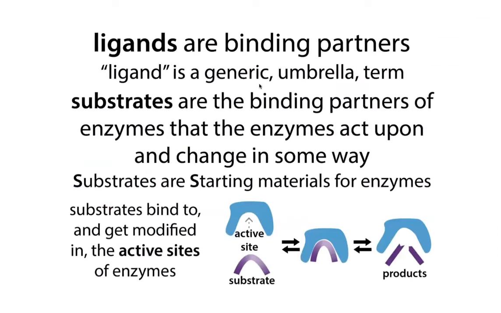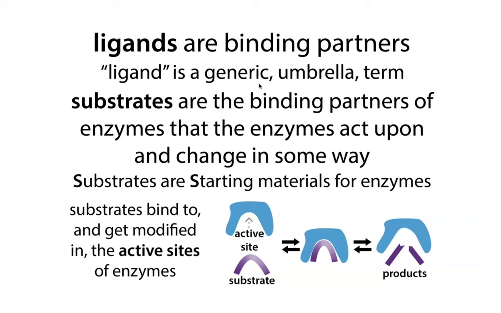But first, we've been talking about reactants and products. But when we're discussing enzymes, we're now going to switch to talking about substrates and products. So we call our reactants substrates in the case of enzymes. Remember, we could use that word ligand to talk about a binding partner, and we said that was kind of a generic term. Well, substrates are going to be the binding partners of enzymes that the enzymes are going to act upon and change in some way. So remember, S, substrates are the S, starting materials for enzymes. So it's not just a ligand.